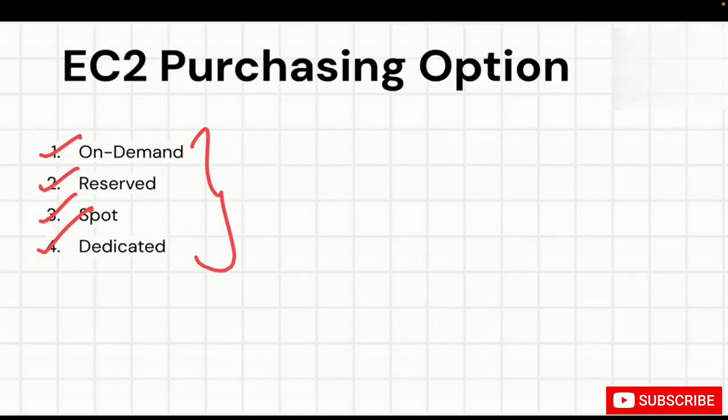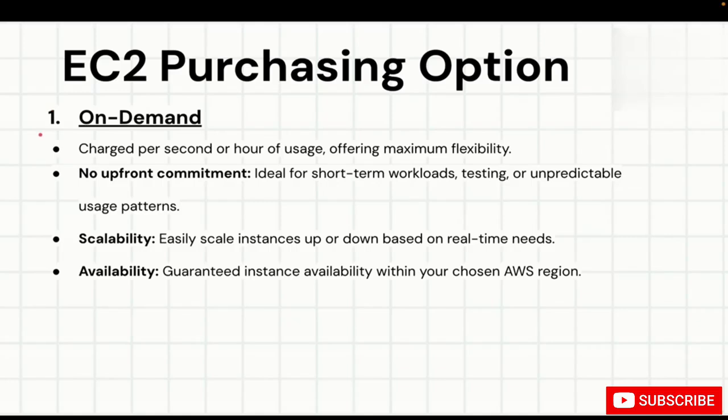Now let's see each one by one. The first one, the commonly used and most utilized, is on demand. It is charged per second or per hour of usage. It offers maximum flexibility, no upfront costs, and is scalable and available. This is the general way of launching instances when we are not opting for any different kind of purchasing option. We are just launching a server. You don't have to pay any upfront cost and we can increase the servers as per the requirement. Let's say at one time I require 0 servers and another minute I require 100 servers. I can easily do so, and it is always available in the different availability zones and regions for the use case.